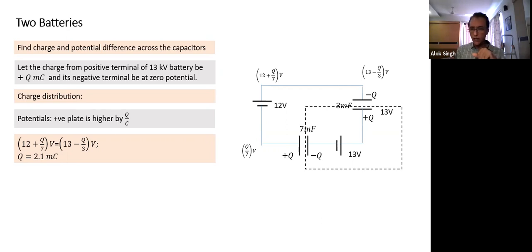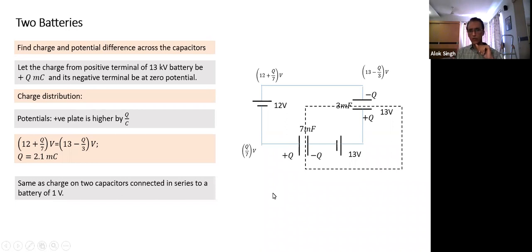If I take a battery of 1 volt and take these two capacitors connected in series, I get the same charge distribution. I'll see that point later. The same charge is on two capacitors connected in series to a battery of 1 volt. Some of you may wonder why it is so, but if you solve it, you get the same answer, and there's a reason behind it also. Try and understand the reason on your own. We'll have some more examples of this later on, that's why I'm not going into more detail now. Okay, so this is how I solved it, and I hope you understand how to solve a two-battery question.